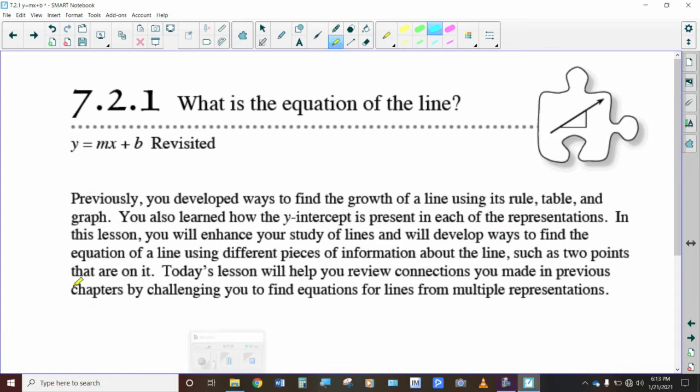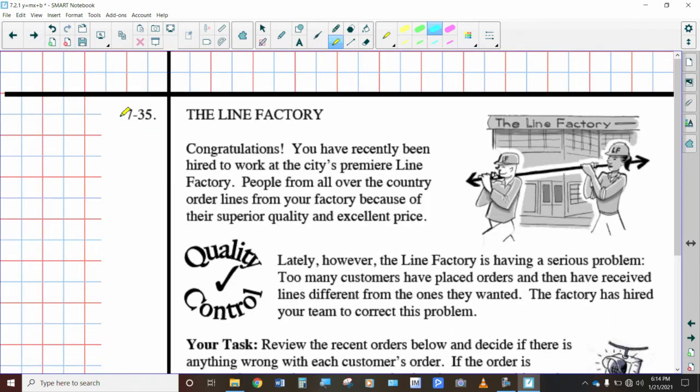So, previously, you developed ways to find the growth of a line using a rule, table, and graph. You also learned how the y-intercept is present in each one of these representations. In this lesson, you will enhance your study of lines and develop ways to find the equation of a line using different pieces of information about the line, such as two points that are on it, or if you know the slope and one point. Today's lesson will help you preview connections you made in previous chapters by challenging you to find equations for lines from multiple representations.